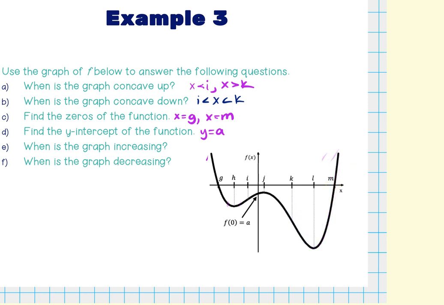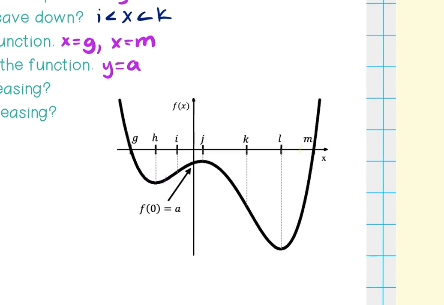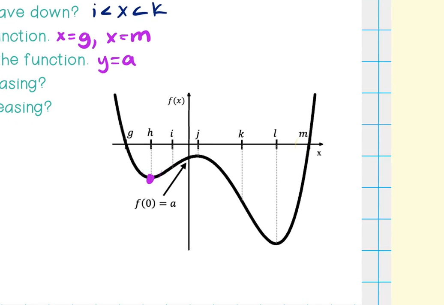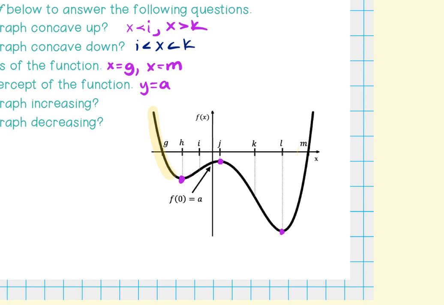We did it with our graphs before. What points determine where the increasing and decreasing start and stop? The relative max and min. So like here is a relative min. That changes my graph from decreasing to increasing. Here is a relative max. It changes it from increasing to decreasing. Here is a relative min. It changes it from decreasing to increasing. So that's one of the ways to spot your decreasing, increasing behavior.